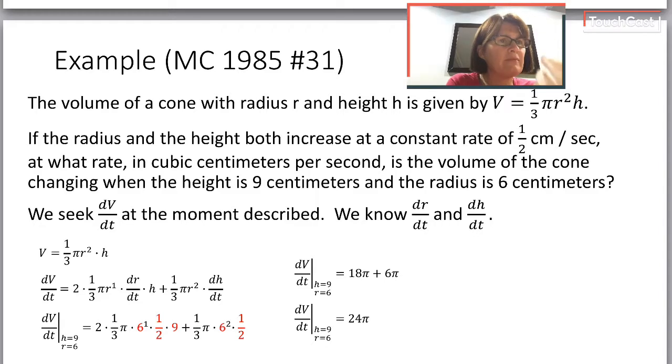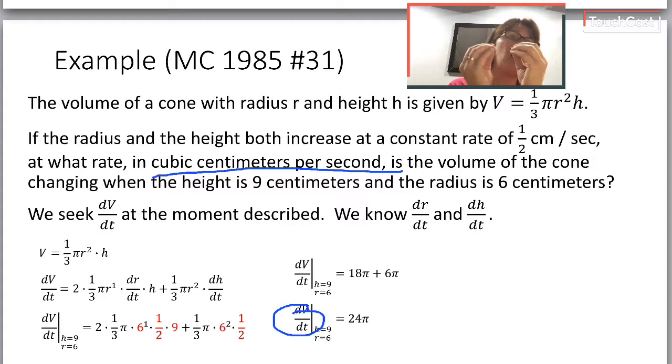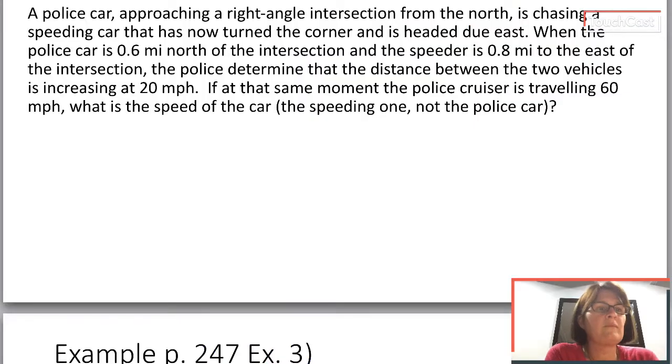We might, at some other problem, be asked about units. We were told what the units are going to be here, cubic centimeters per second, but we know anytime we find dV/dt that we're going to have volume units divided by time units. There you go, 24 pi, cubic centimeters per second. I've got another example here.